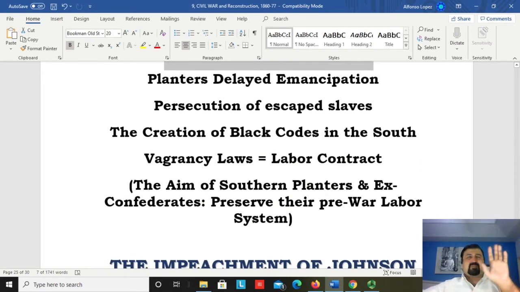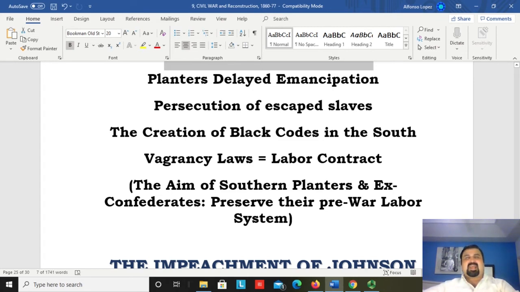under Johnson, the Freedmen's Bureau is under heavy pressure, and of course, because the Freedmen's Bureau is having a difficult time operating in the South, planters delayed emancipation. In other words, instead of following the Emancipation Proclamation to release their slaves, they were simply delaying it. In other words, look, if nobody comes to my plantation to force me to set my slaves free, well, I don't need to set them free.